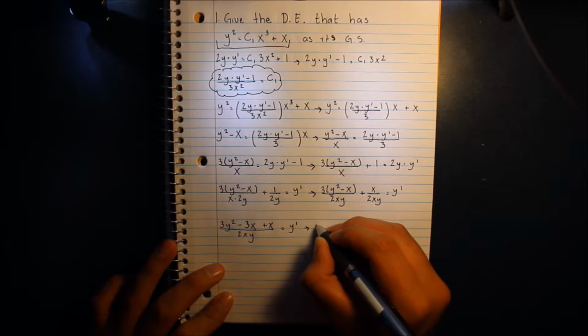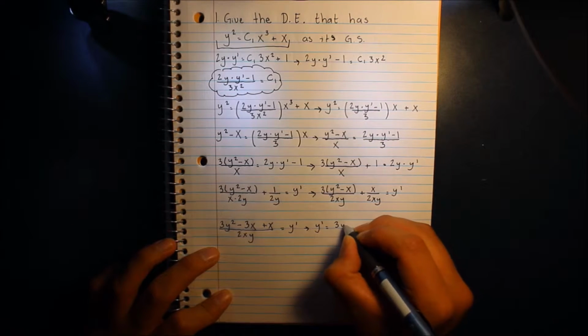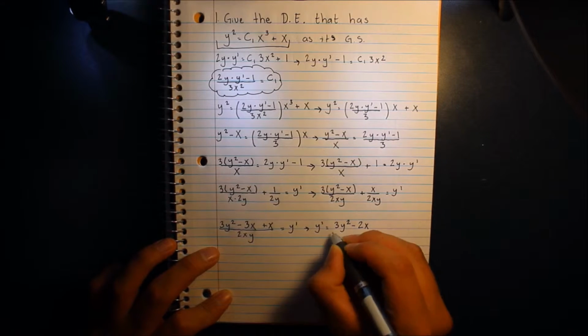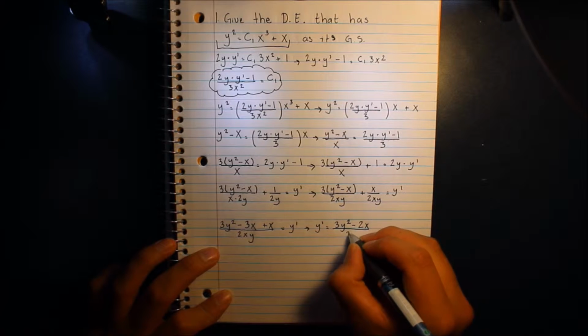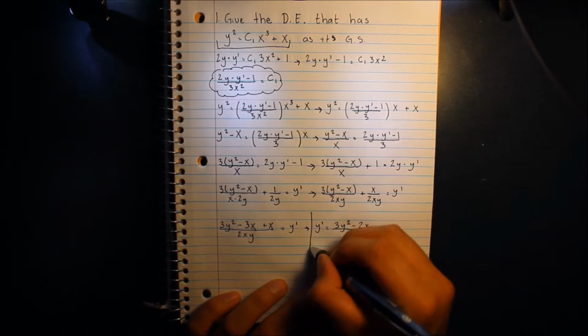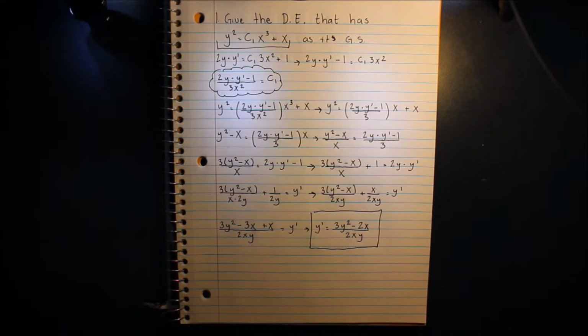So then we get y prime equals 3y squared minus 2x divided by 2xy, and boom, that's our answer. This guy right here. And we box it, and that's exactly it. So we're gonna do a second one and a third one, and it's going to be the same process.